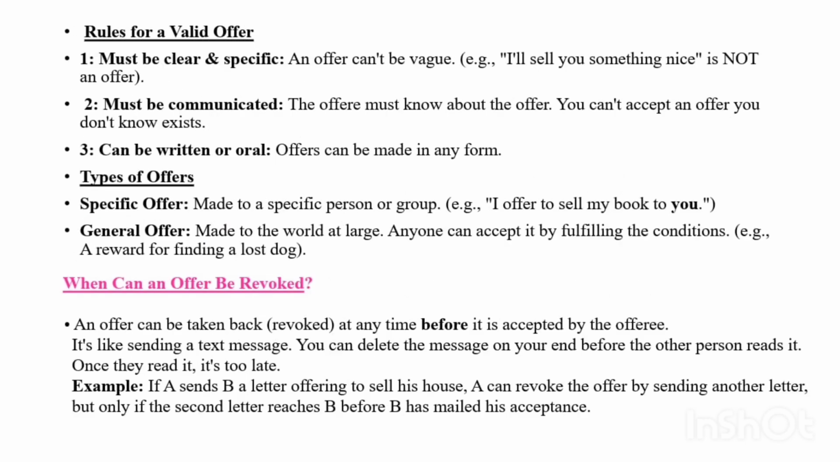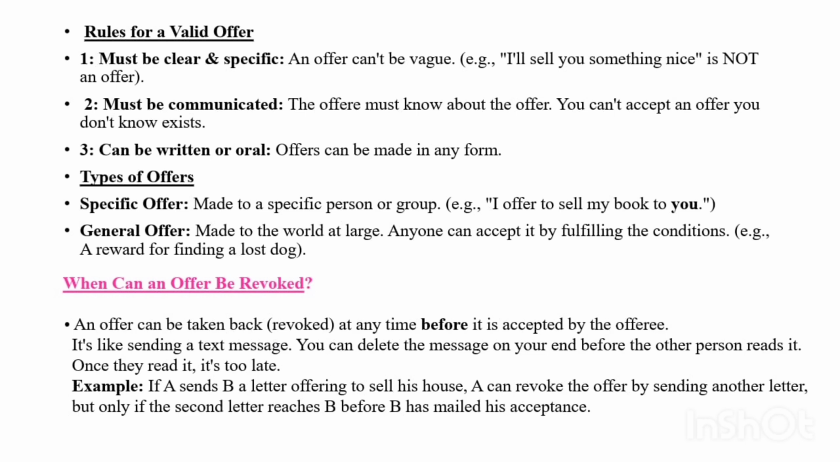The next topic is rules for a valid offer. First, it must be clear and specific. Second, it must be communicated. That is, the offeree must know about the offer. You cannot accept an offer you don't know exists. Third, it can be written or oral. Offers can be made in any form.